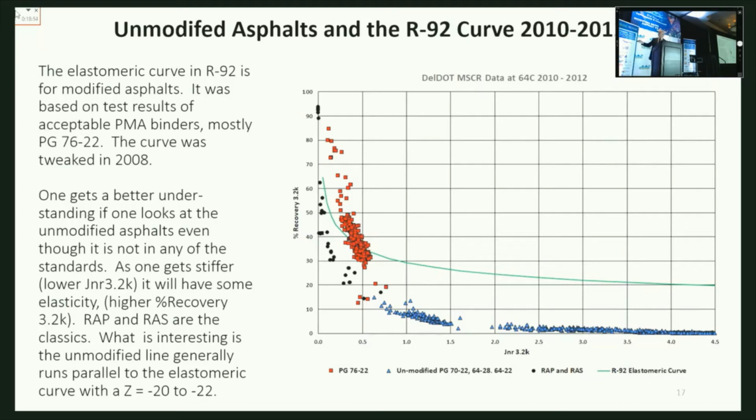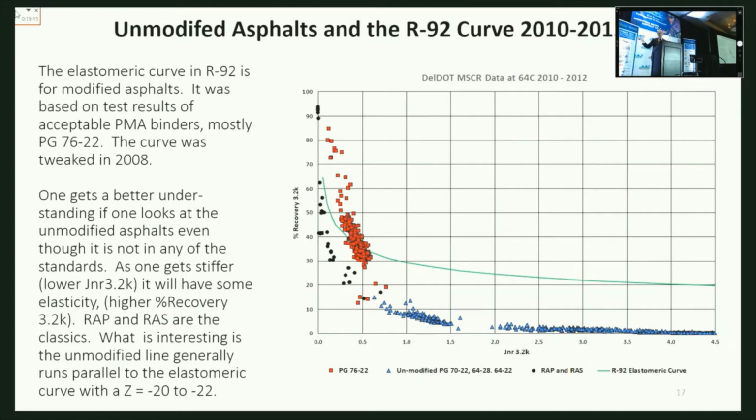And so this shows, these are PG 70-22s, unmodified straight grade. All these little red squares are 76-22. I took our 76s, ran them through the MSCR test. They all meet 76-22, without a doubt.